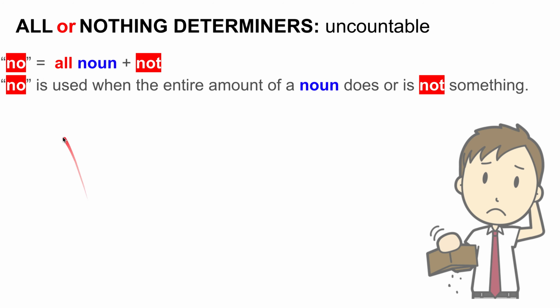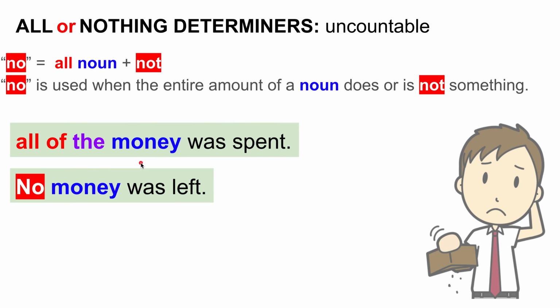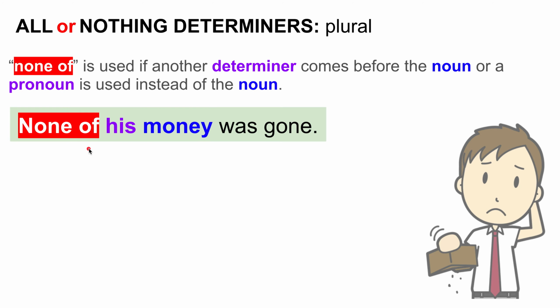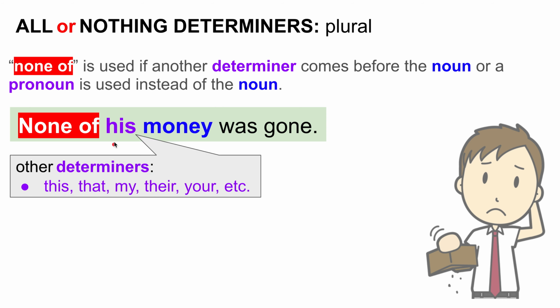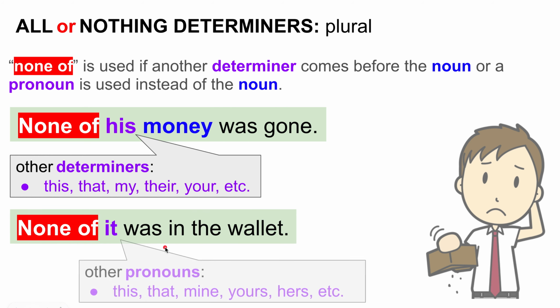Moving forward, we use no when the entire amount of a noun does or is not something. So, for example, all of the money was spent, okay, and no money was left. It's no money. We use none of if, again, a determiner comes before the noun or a singular pronoun replaces the uncountable noun. So, for example, none of his money was left. Okay, none of his money was left, I should say. That's a mistake. Sorry about that. And none of it was in the wallet. Okay. Again, here: it, that, this, mine, yours.